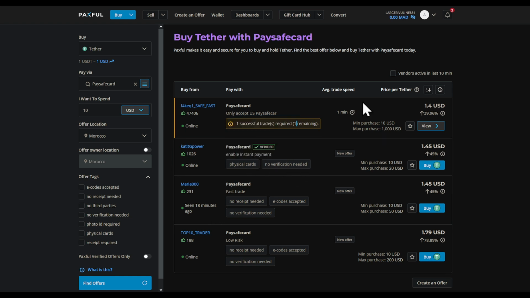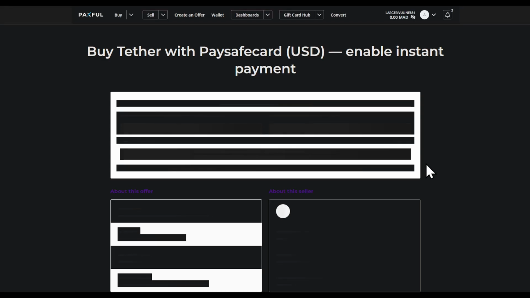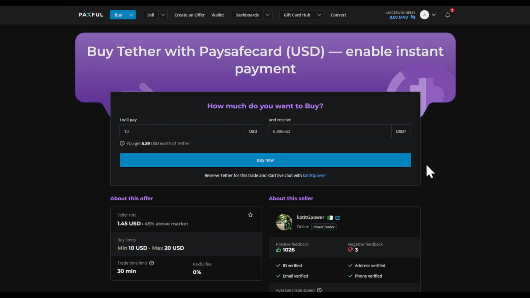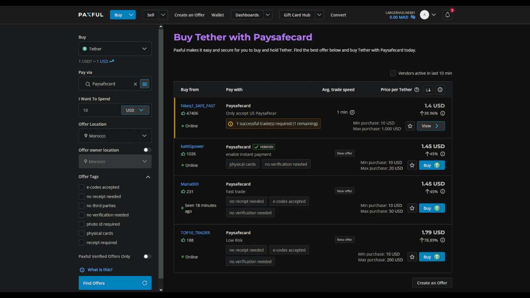As you can see right here, those people are 14% above market. That means if I go to buy this crypto from this guy, I'm going to find that this guy is only giving me $6.89 worth for my USD, which is a bit low if you ask me. Find the perfect buyer for you and go with it.